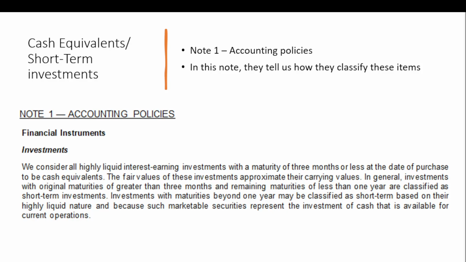Now they do have a caveat to this. It says investments with maturities beyond 1 year may be classified as short-term based on their highly liquid nature and because such marketable securities represent the investment of cash that is available for current operations. So the caveat here is, hey, you know what? We can have a short-term investment that is over a year if it's very, very liquid.